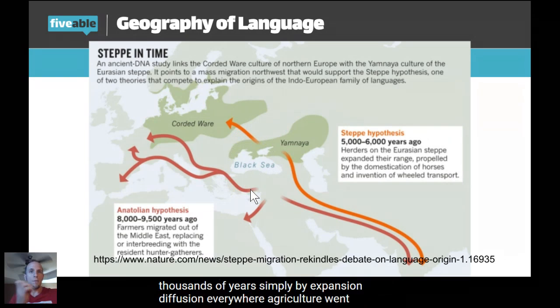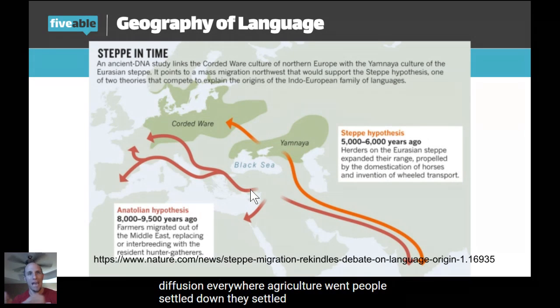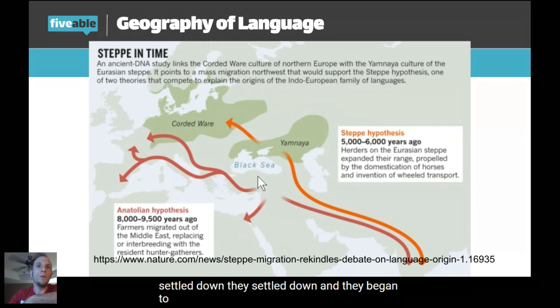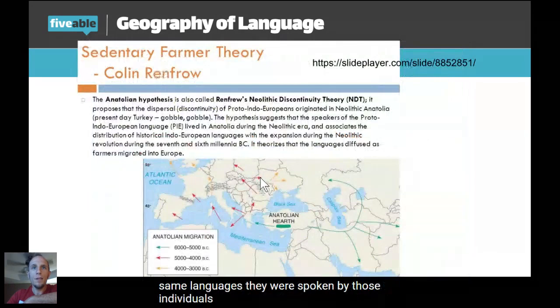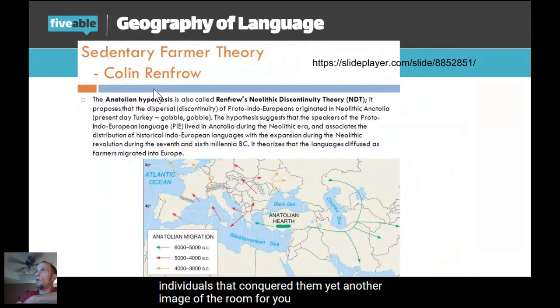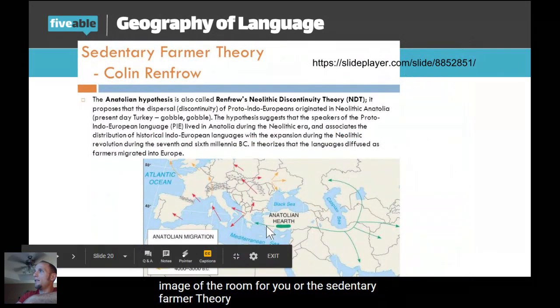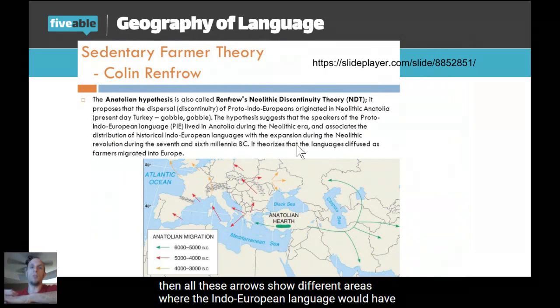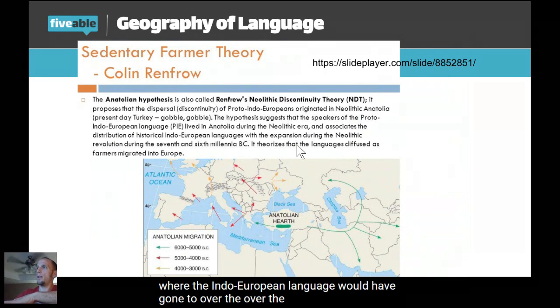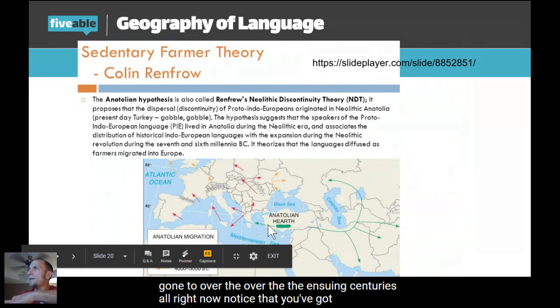Everywhere agriculture went, people settled down. They settled down and they began to speak Indo-European languages, the same languages that were spoken by those individuals that conquered them. Yet another image of the Renfrew or the sedentary farmer theory. Again, the Anatolian hearth. And then all these arrows show different areas where the Indo-European language would have gone to over the ensuing centuries. All right. Now, notice that you've got different arrows that represent different time frames.